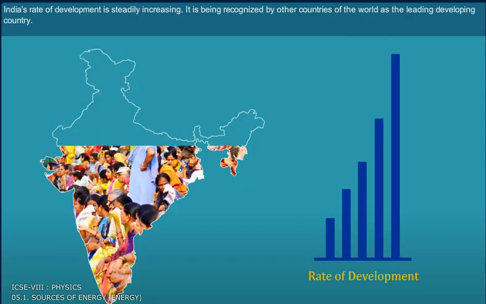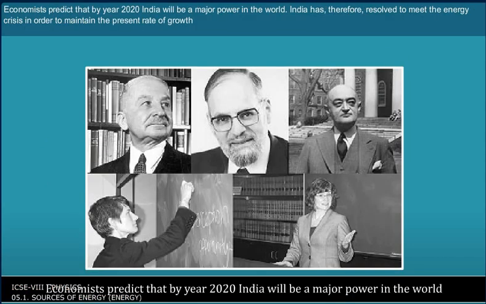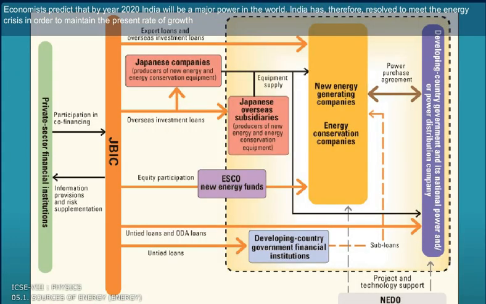India's rate of development is steadily increasing. It is being recognized by other countries of the world as the leading developing country. Economists predict that by year 2020, India will be a major power in the world. India has therefore resolved to meet the energy crisis in order to maintain the present rate of growth.